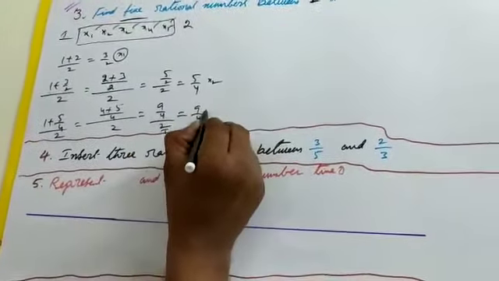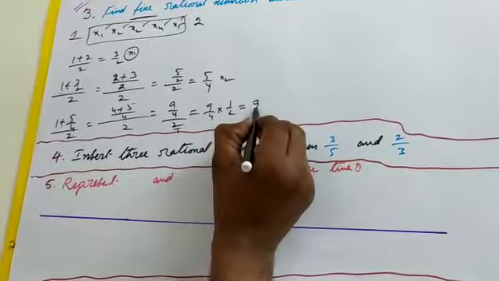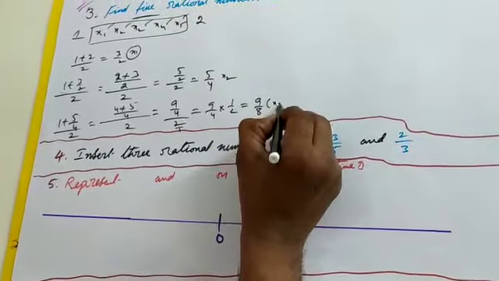The 2 by 1 is reciprocal 1 by 2. That is equal to 9 by 8. This is x3.